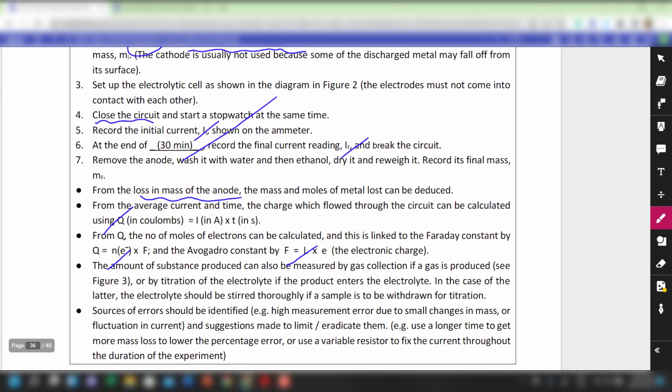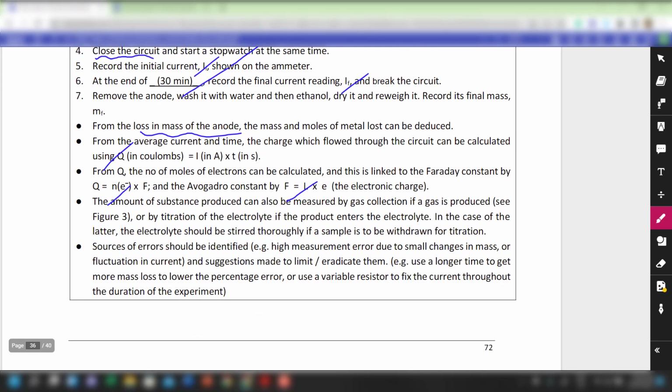But usually measuring the volume of gas produced via gas collection may not be as accurate because some of the gases may escape. If you wish to, sometimes you can also perform a titration on the electrolytes, if for example the product enters the electrolytes.